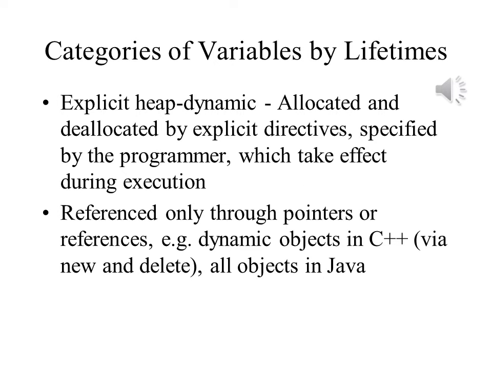Explicit heap dynamic memory variables have no name. They have to be referenced using pointer or reference variables. A heap is far less organized than a stack. This is because its use cannot be predicted as easily as the use of a stack can be.